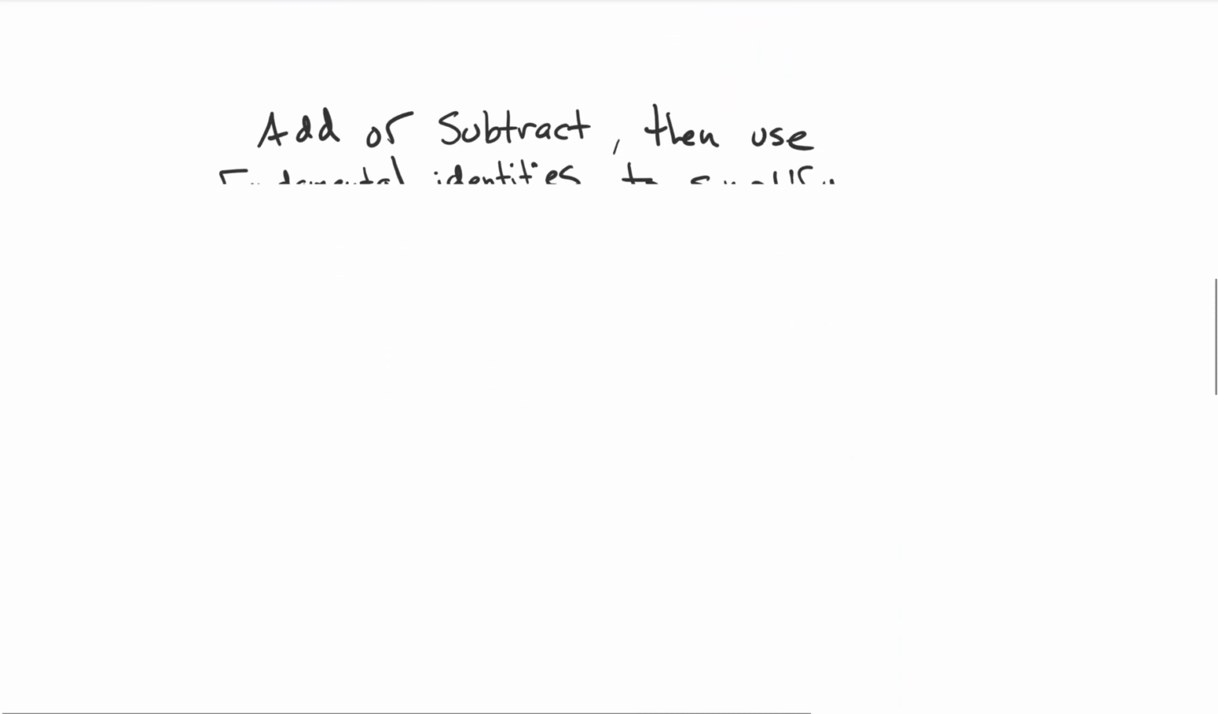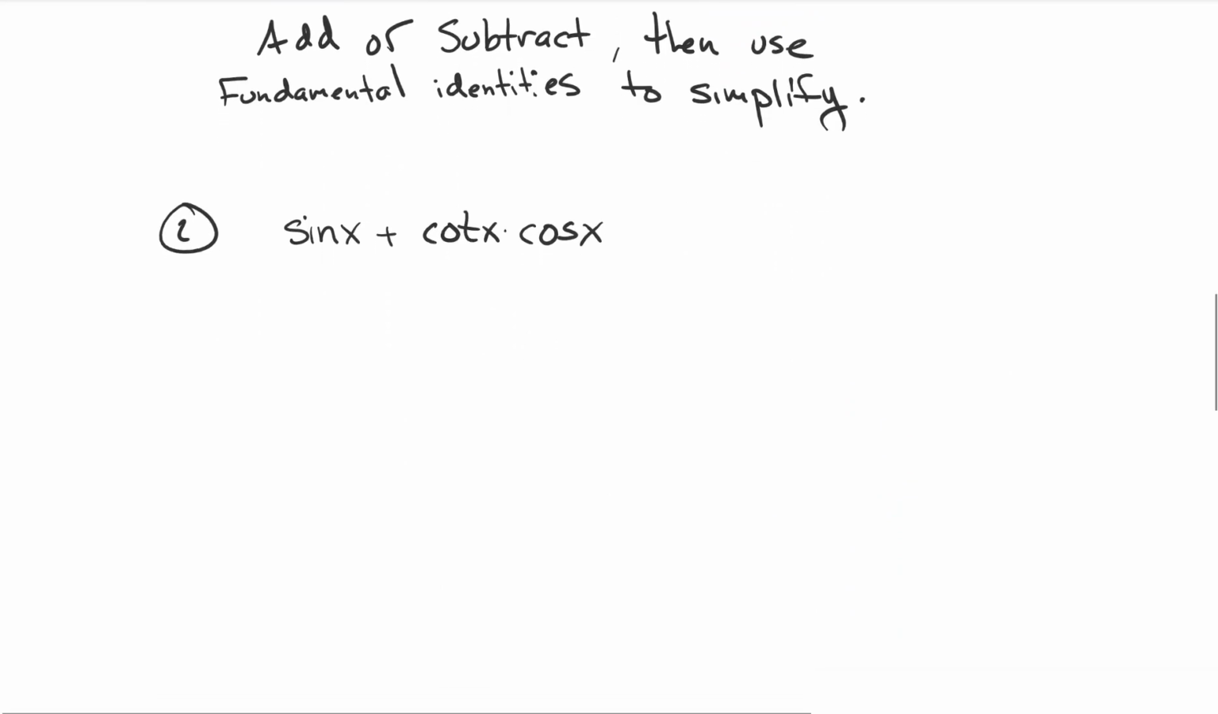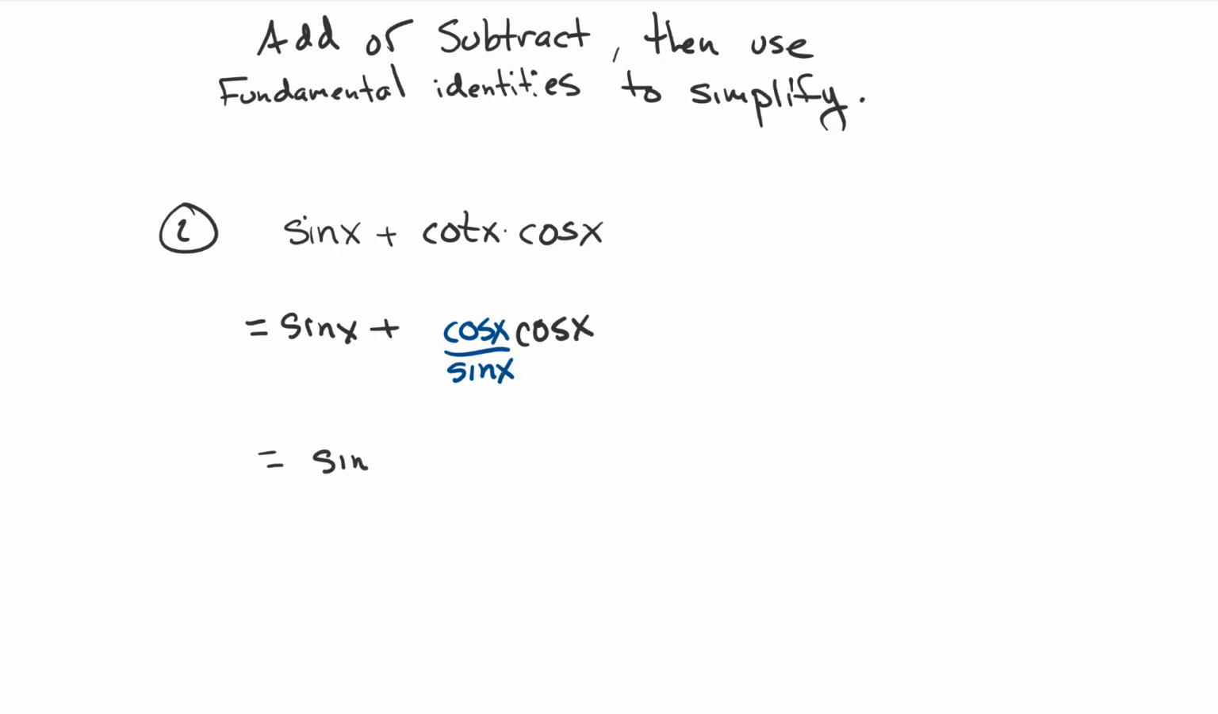Let's keep running. So this one, we're going to actually add or subtract. Then we'll use our fundamental identities to simplify. We don't really have any choice here. Here's what I mean. Let's rewrite it. Sine of x plus, and we're going to go with the old faithful, cotangent of x. You're like, absolutely not. That's cosine over sine. So we just changed that. Cool. Let's put it all together. So we get sine of x plus, and then that's cosine times cosine, it's cosine squared, over sine of x.